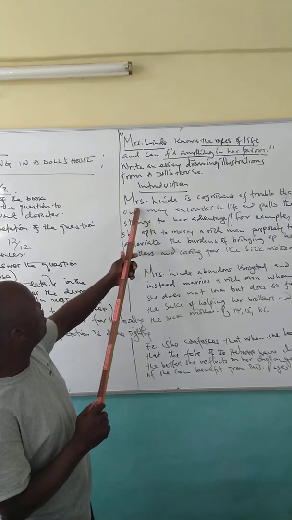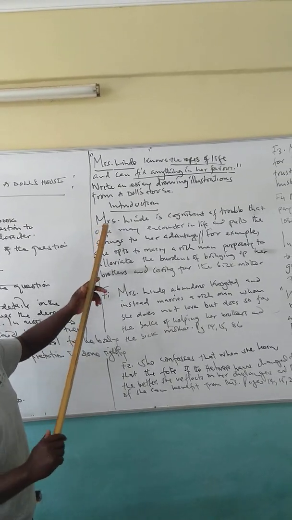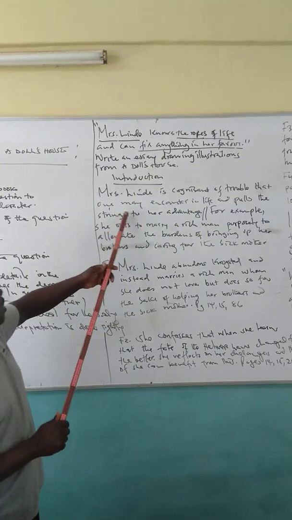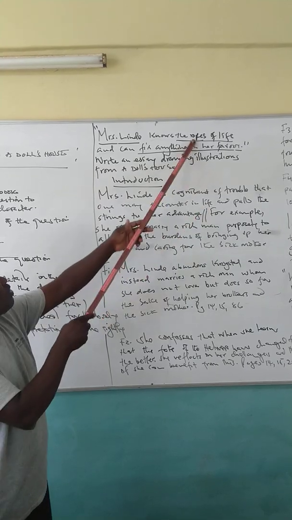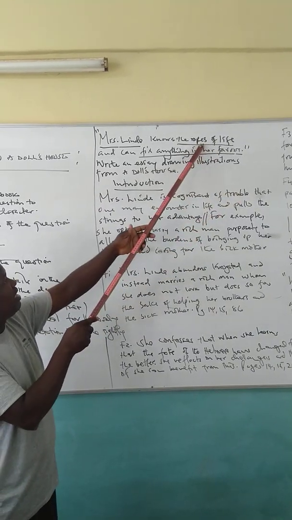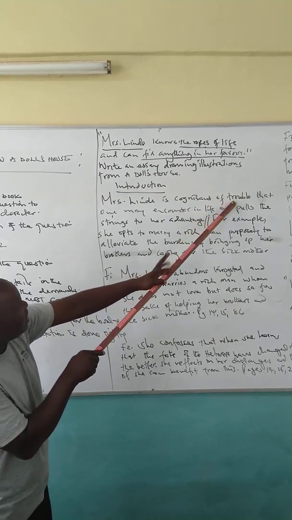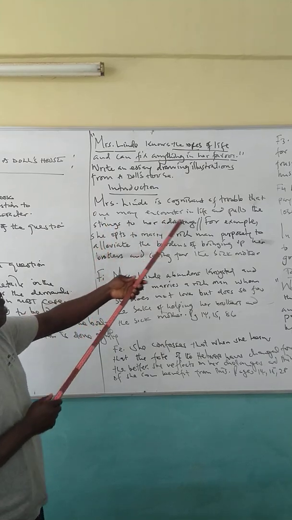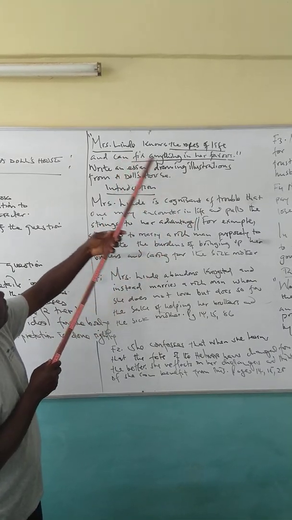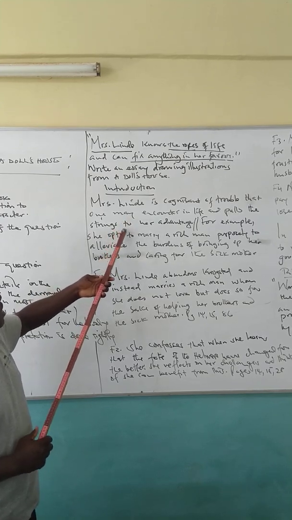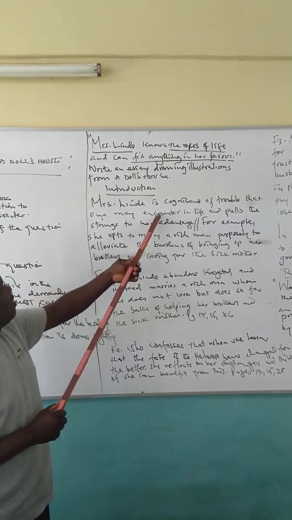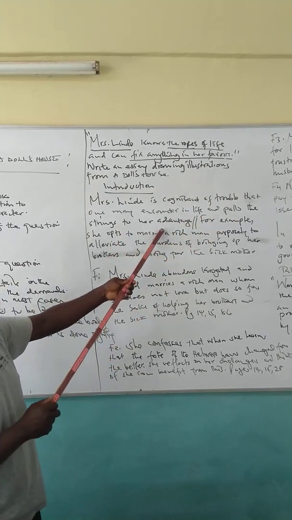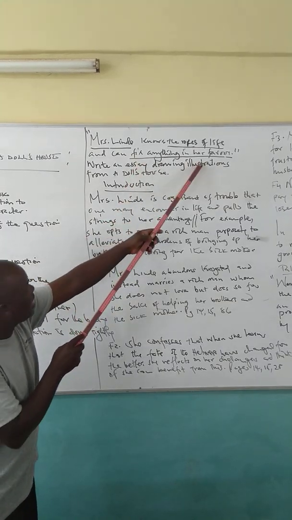And therefore, if you look at our sample introduction, we have begun with "Mrs. Linde is cognizant of trouble that one may encounter in life." So ropes of life means a task. This is an idiomatic expression, and it is what is catered for by the phrase being cognizant of the troubles that one may encounter in life. Then what about can fix it? Then the aspect of being ready to encounter in life and pulling the strings to her advantage. That takes care of fixing in her favor.